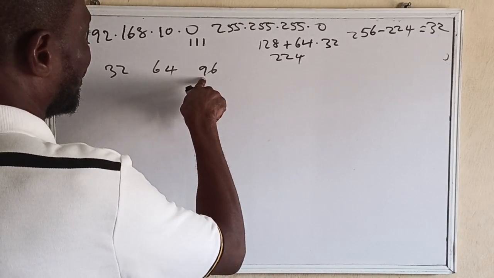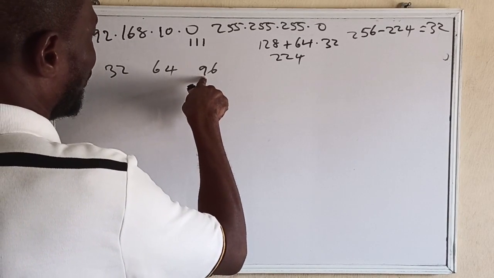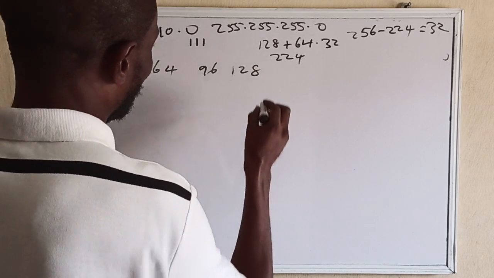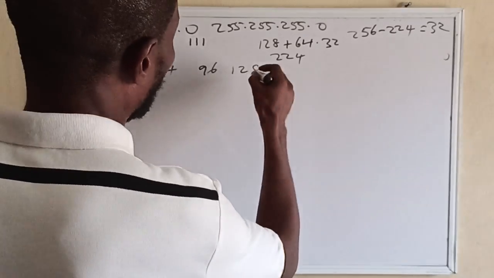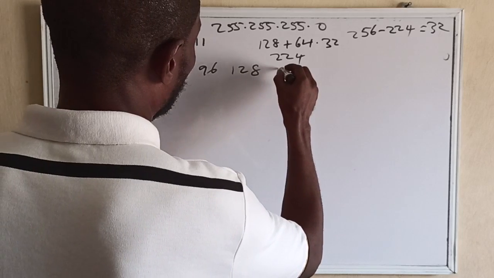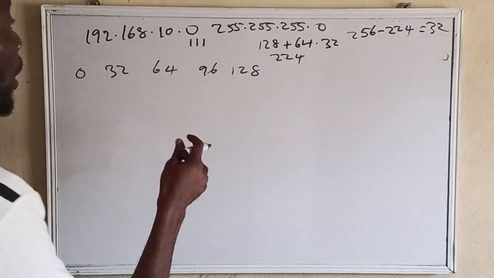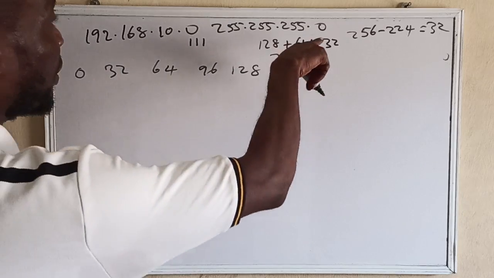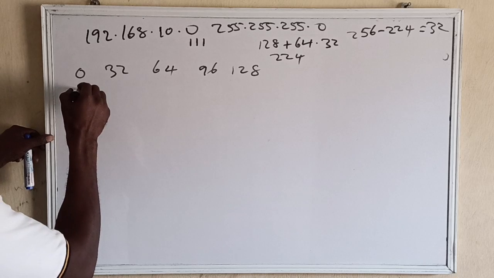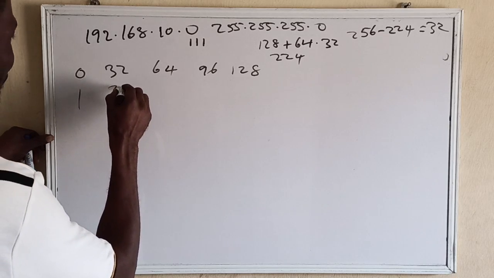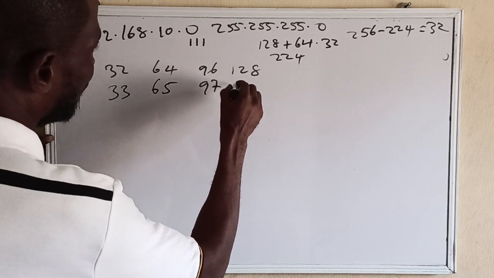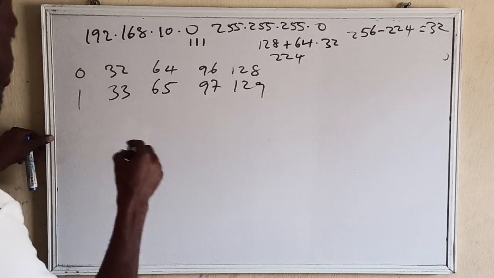128 plus 32 will give you 160. Remaining 3. So now, this is the first here, the first host. 33 is the first here, this is 65, this is 97, this is 129.